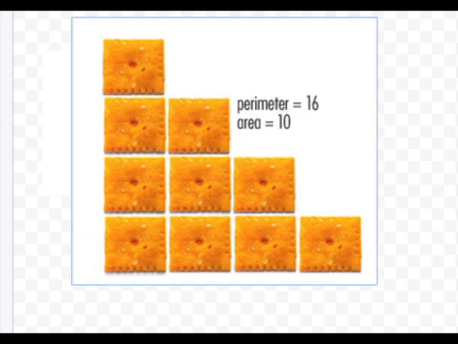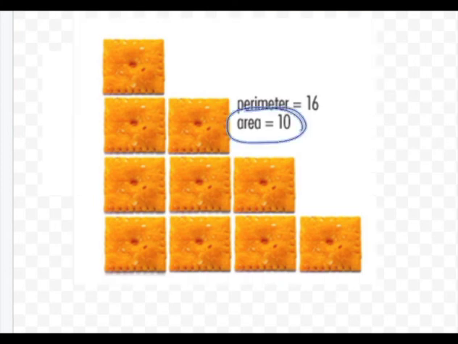Okay, let's make these cheese squares Cheez-Its. Let's find out the area of my little Super Mario Cheez-Its here. Okay, area of 10. Let's prove it. 1 square, 2 square, 3 square, 4 square, 5 square, 6 square, 7 square, 8 square, 9 square, 10 square. My little Cheez-It Super Mario thing here has an area of 10 square units.